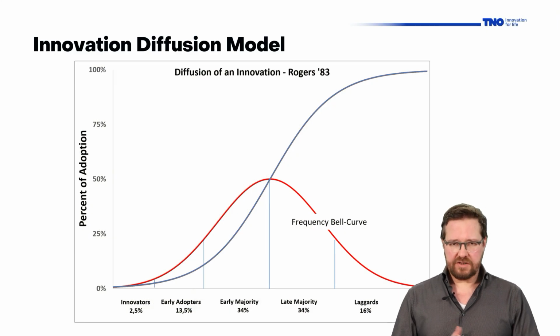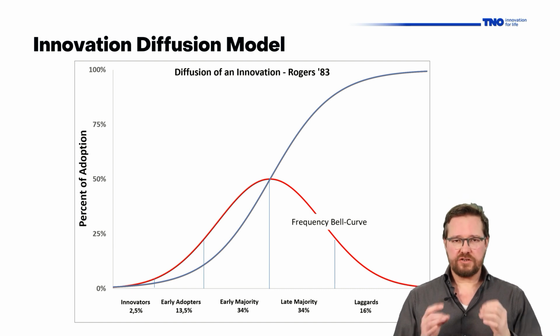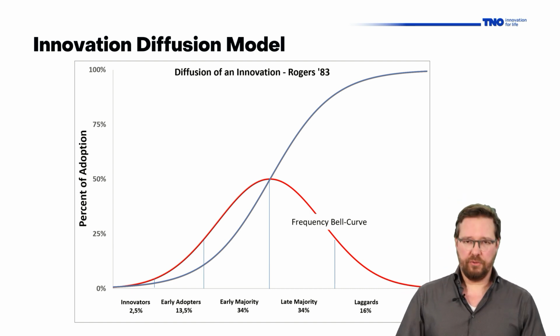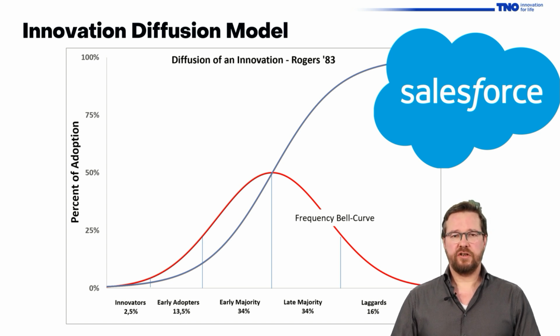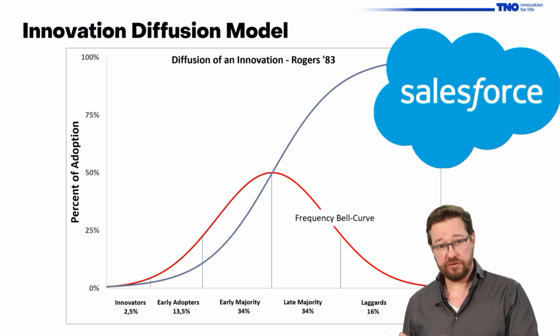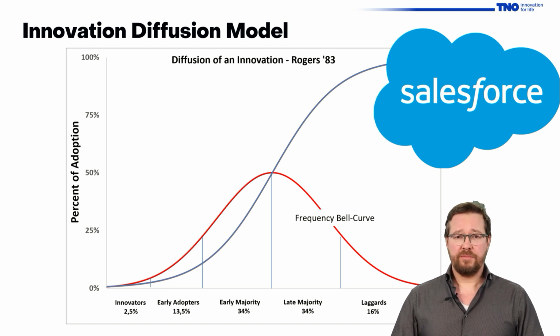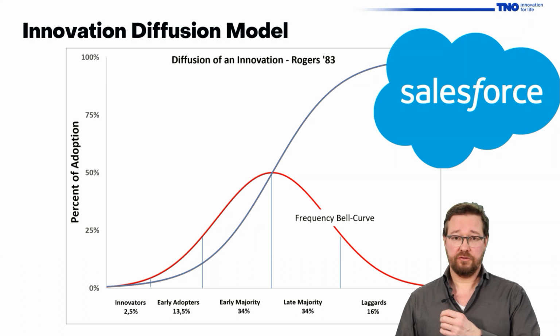Okay, let's have a better look at this graph. And let's do that using a real-life example, Salesforce. I guess that everyone who watches this video is familiar with the term SaaS, Software as a Service. There was, however, a time that SaaS didn't exist. Salesforce was the first to coin that term and introduce it into the market. Salesforce created the first online software tool for customer relationship management, or in short, CRM.